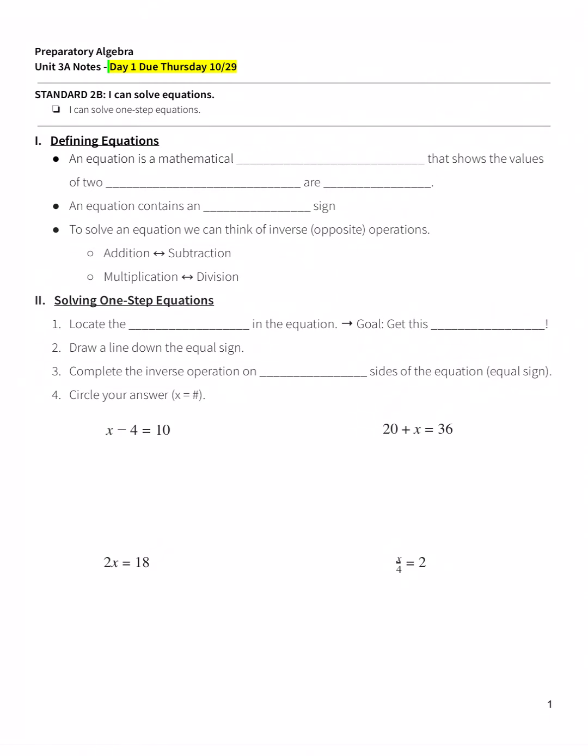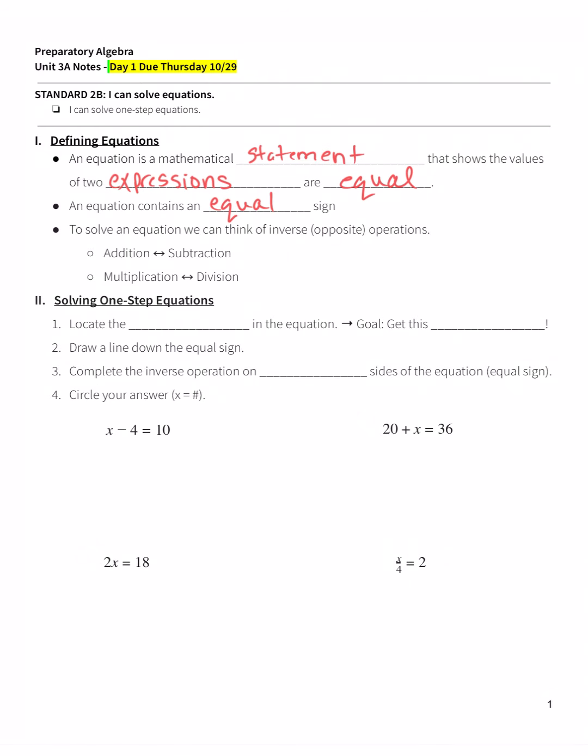An equation is a mathematical statement that shows two expressions that are equal. So let's get that in. An equation contains an equal sign. Okay, so what does that mean?